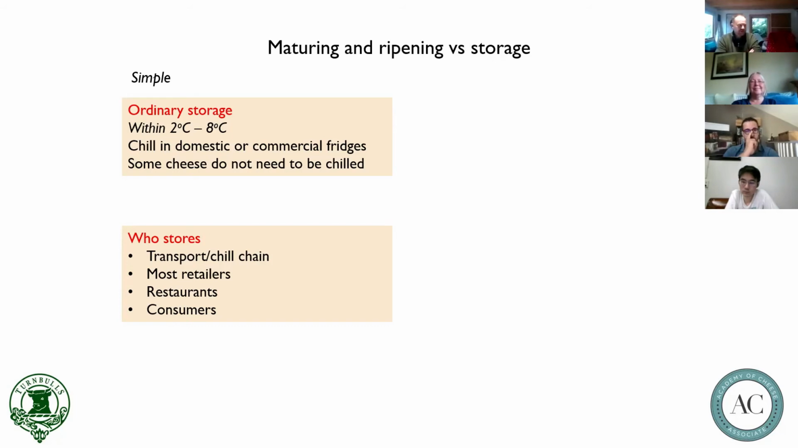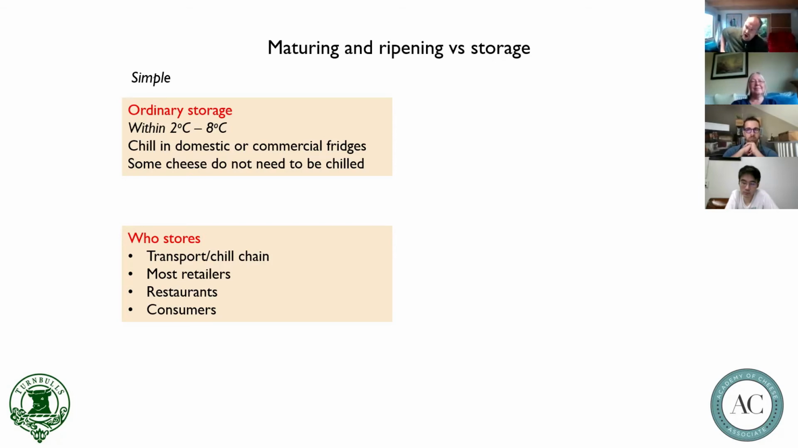So who uses simple storage? Well, everybody. Your transport, your chill chain, most retailers, restaurants, consumers, the lorry that delivers stuff to your door, if it's got a fridge in it, 2 to 8 is what we all use. And as I said, most businesses operate at 2 to 5 to give themselves a buffer. That is ordinary storage, simple storage, everyday storage.